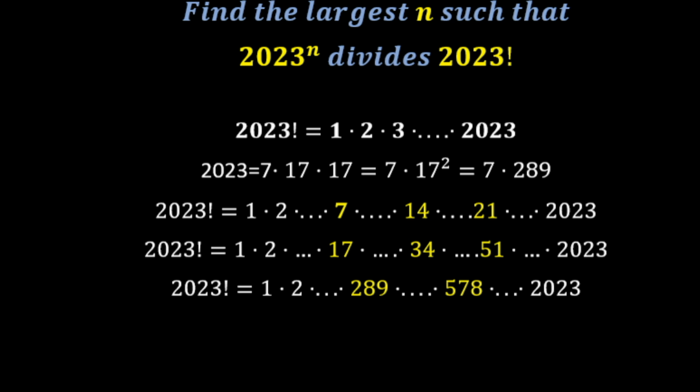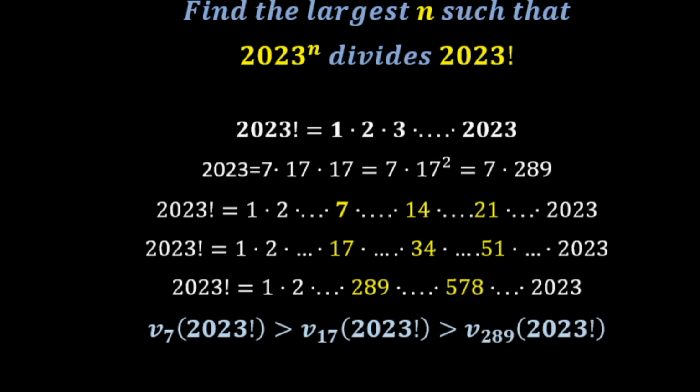So it's obvious that the maximum power of 7 that divides 2023 factorial is significantly bigger than the maximum power of 289. So we only need to calculate the highest power of 17 squared. In other words, our goal is to determine how many times we can divide 2023 factorial by 289 until we obtain a whole number. To achieve this, we apply a well-known formula known as Legendre's formula. And before we do this, let's walk through a smaller, somewhat simpler example.